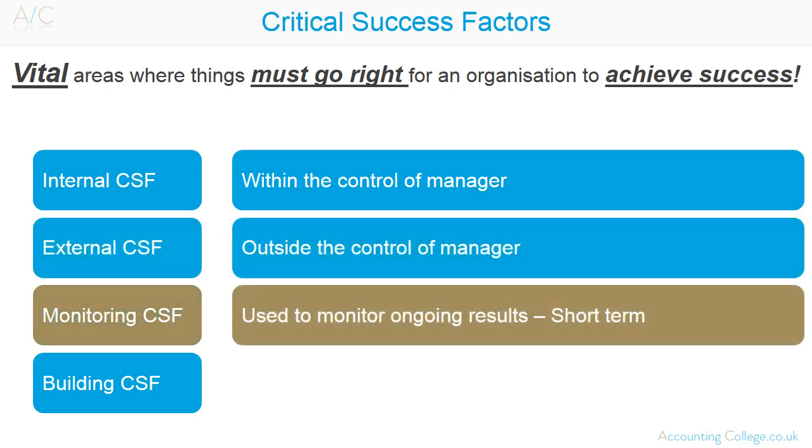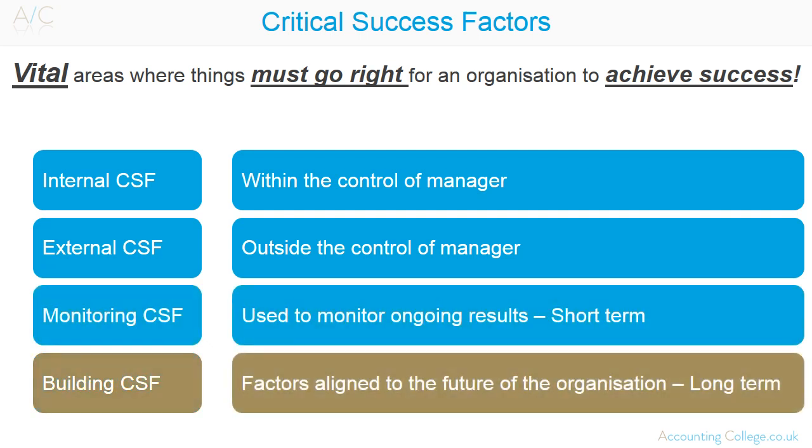Monitoring critical success factors are critical success factors used to monitor ongoing results, geared towards tracking short-term results. For example, comparison of actual results to budgeted results or industry standards. Building critical success factors are critical success factors that are aligned to the future of the organisation. For example, the launch of new products or the use of new distribution methods.